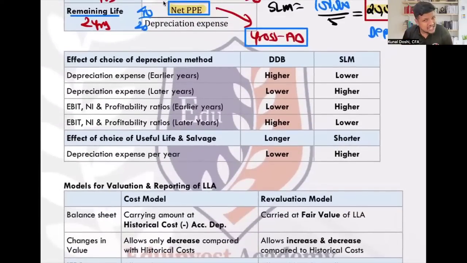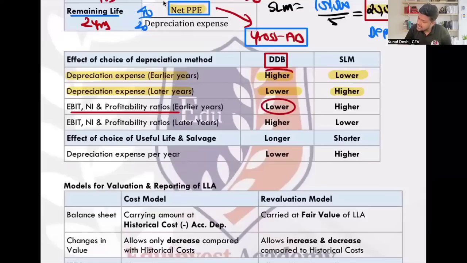Now, which of the depreciation methods will have higher depreciation initially? As the name suggests, double declining. So double declining will have initially higher depreciation compared to SLM. Later on, of course, this will reverse. Why? Because the total depreciation has to be the same, isn't it? Since double declining has a higher depreciation initially, its profitability will be lower initially and later on it will reverse, so it will be higher. The opposite will happen for SLM.